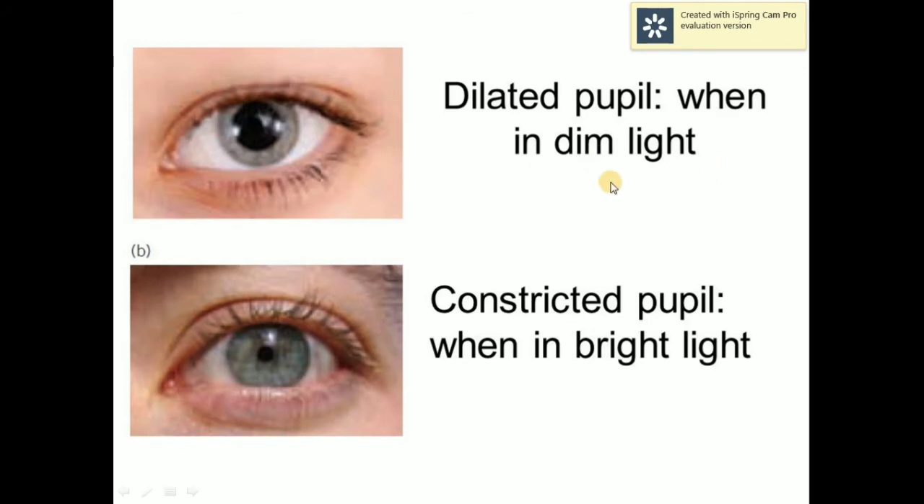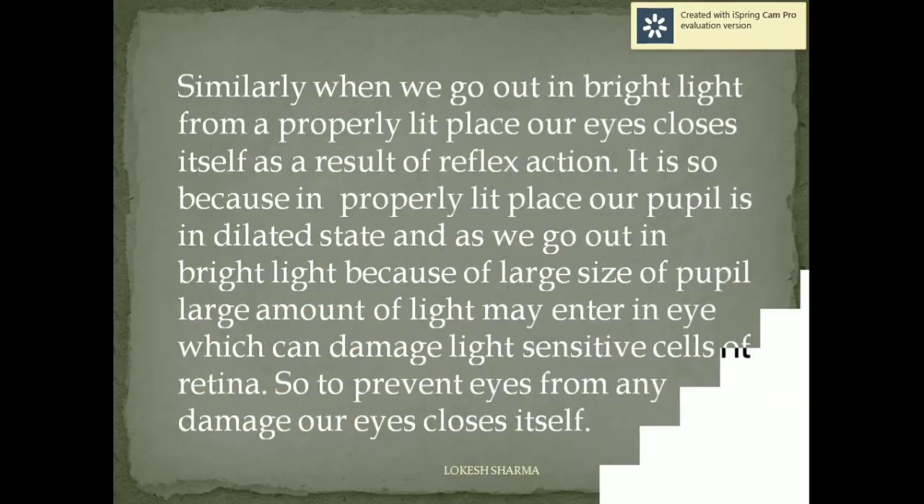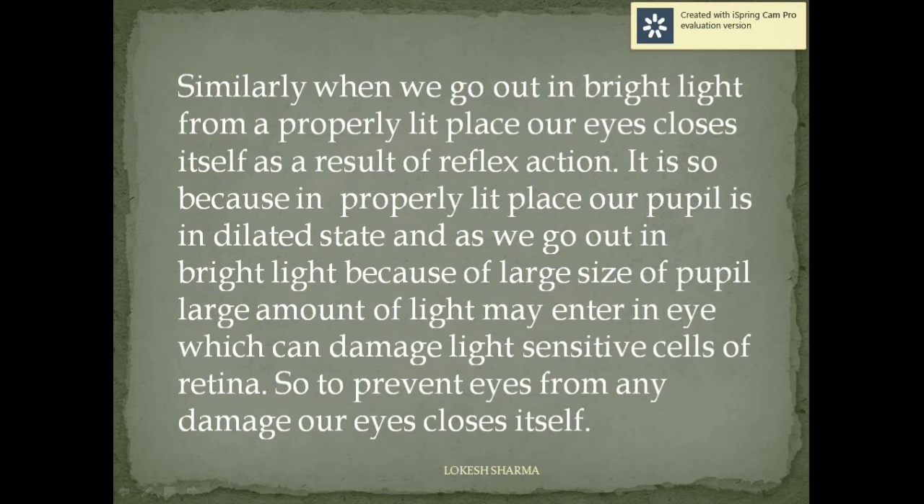Now in this picture, the iris is in a dilated condition when we are in a dim lit room and allows maximum light to enter our eyes, and in this picture, the iris is constricted when we are in bright light to allow only sufficient light to enter our eyes.